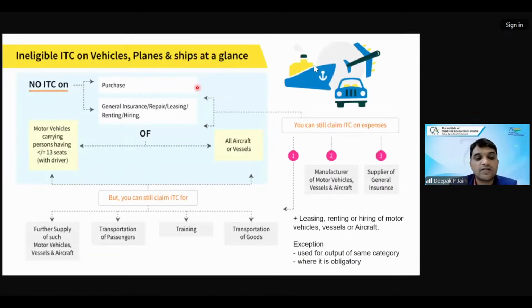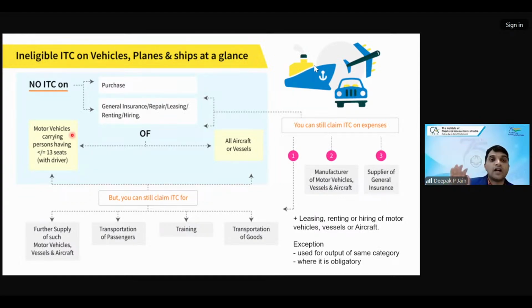What are those credits? Those are credits in relation to purchase or general insurance, repair, leasing, or renting or hiring. So even if you buy any kind of a motor vehicle wherein the seating capacity is less than 13 people, or any aircraft or vessel, you will not get credit of this. Sir, car is used by the director, but director is using it only for the business. Still, you will not get the credit.